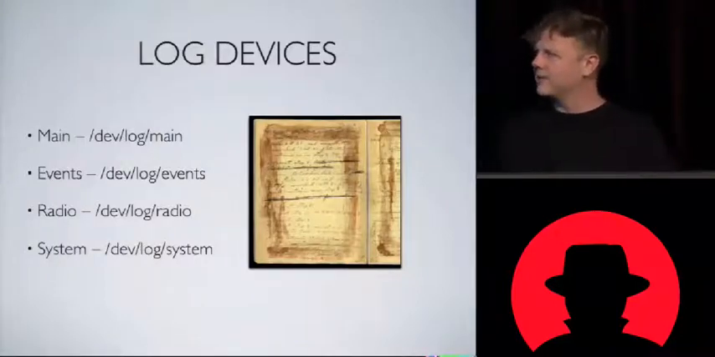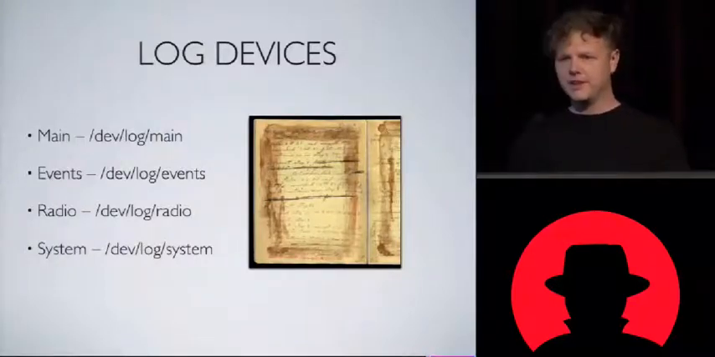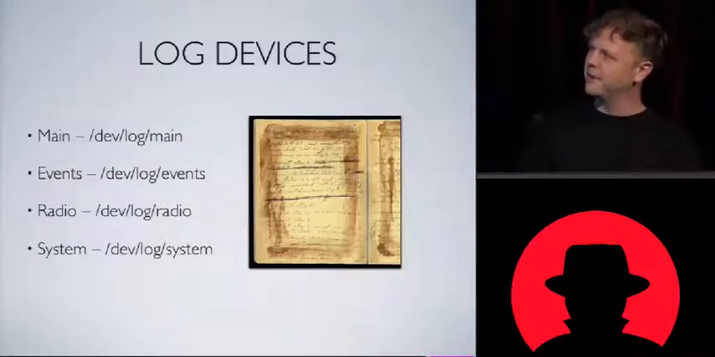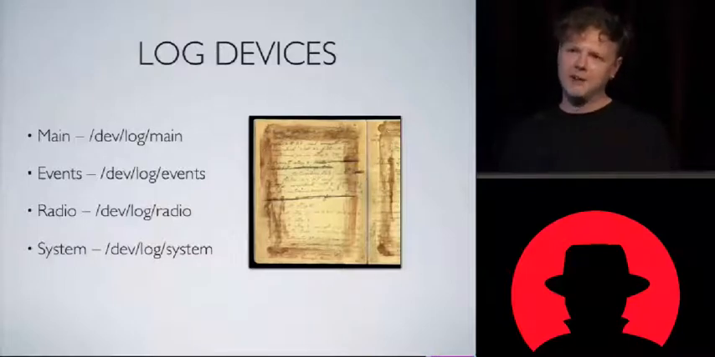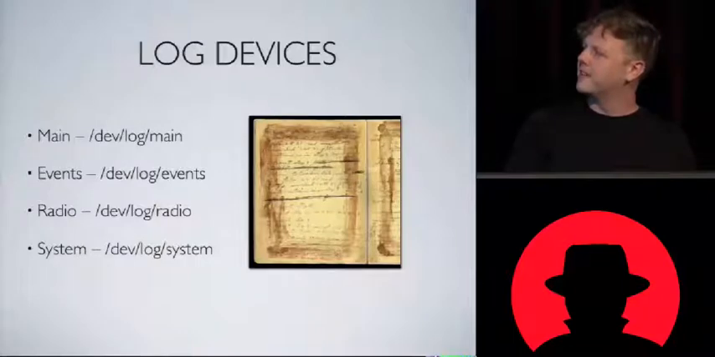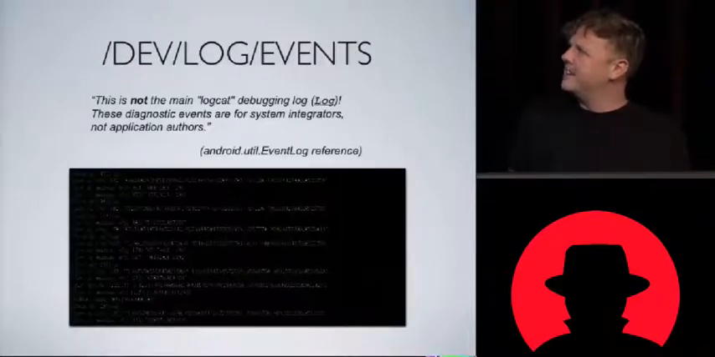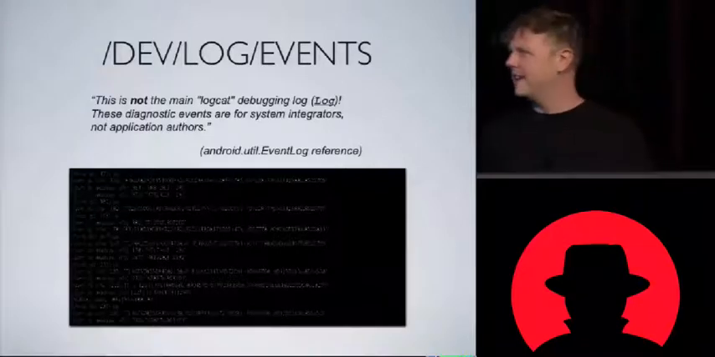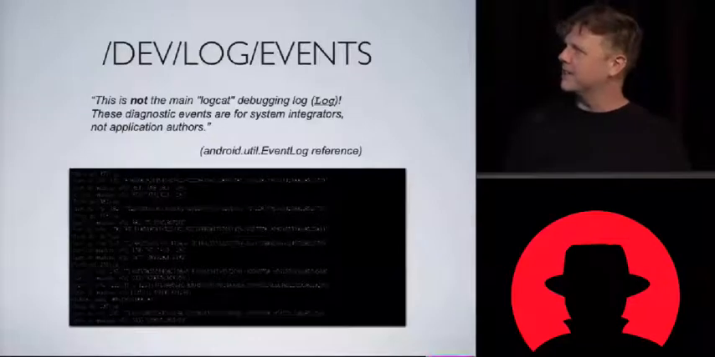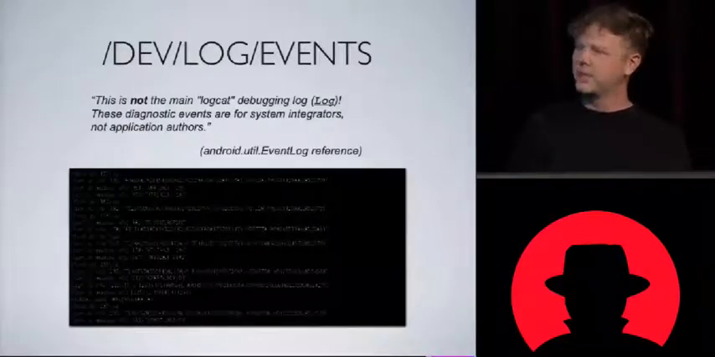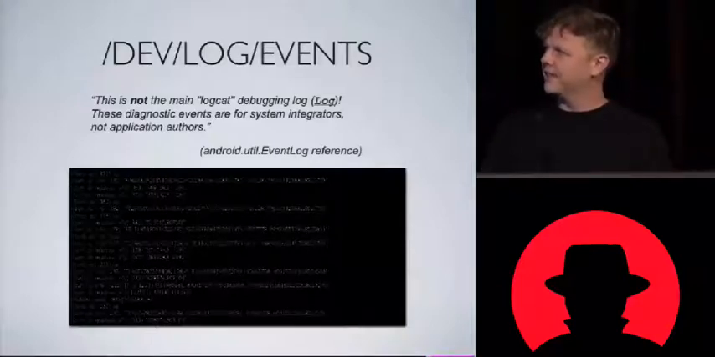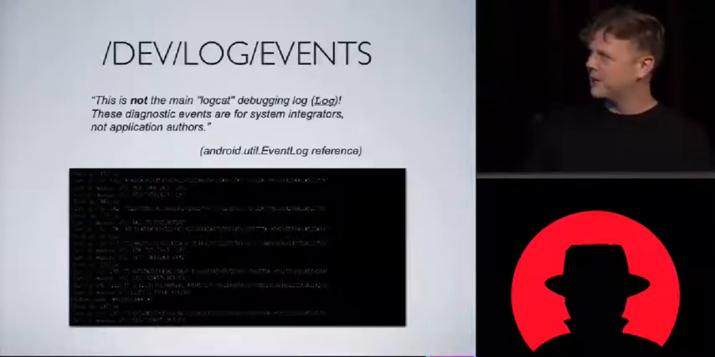So on the Android image, up until 2.1, there are three different log devices available. As of Froyo, we've seen the appearance of a fourth log. It's not entirely clear what the split is there yet, but it is available. Devlog events is described in the reference documentation as not the main Logcat debugging facility. These are diagnostic events for system integrators and not application authors. For the most part, there's nothing interesting there, but we'll see something developers should be aware of in a minute.